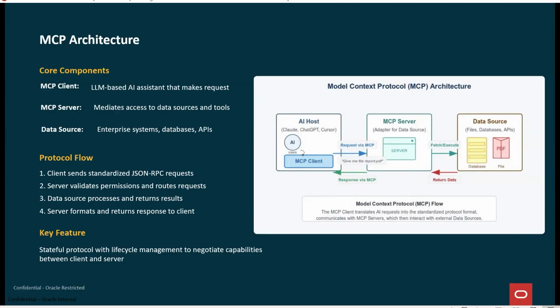The key feature here is MCP is a stateful protocol with lifecycle management. That means the client and server can negotiate capabilities, manage sessions, and maintain the context. So it's not just a one-off API call, but a robust conversation between AI and your data system. If you look at the architecture diagram here, you can see the flow visually. An AI assistant makes a request, the MCP server handles that request, the data source executes it, and the results come back through the same channel.